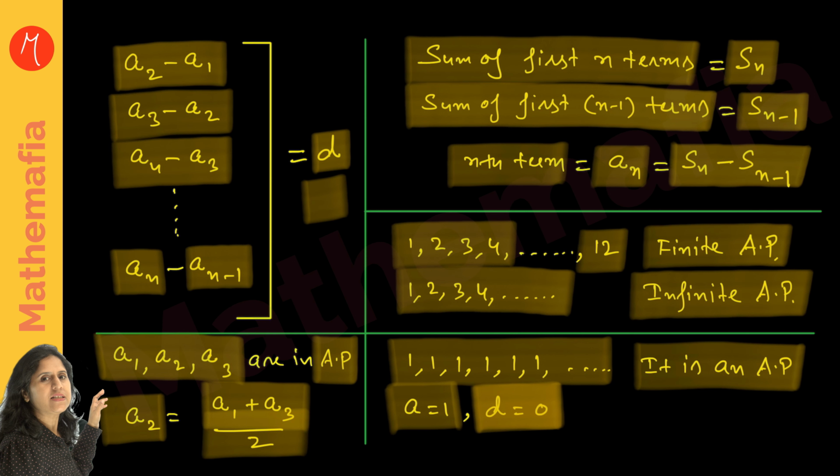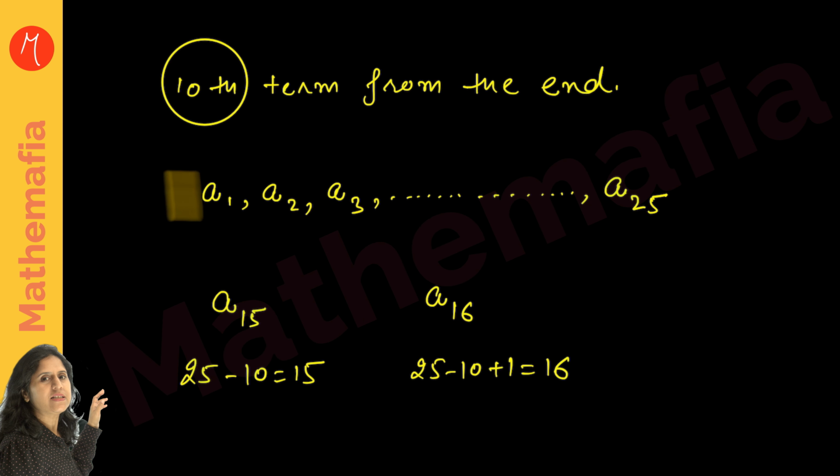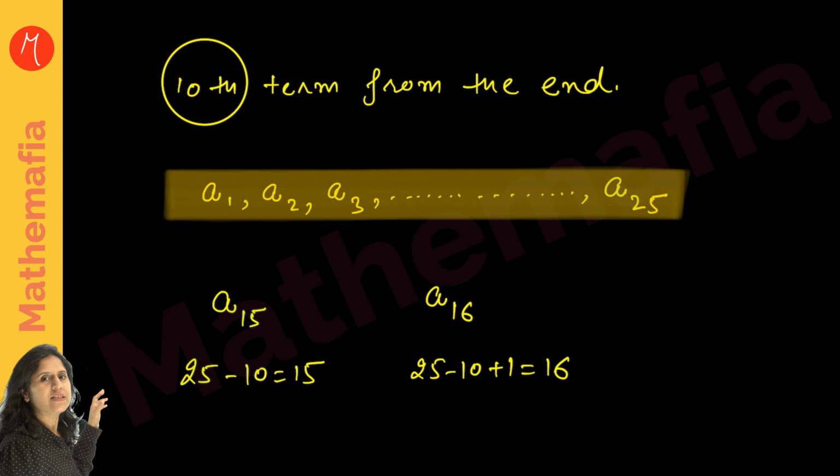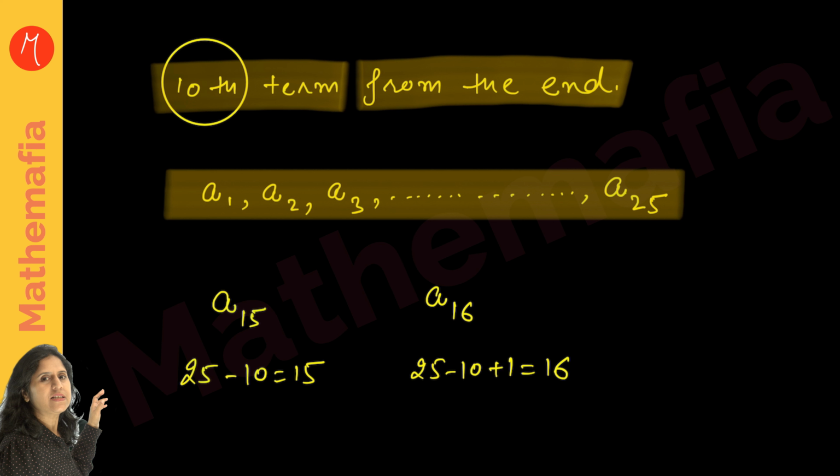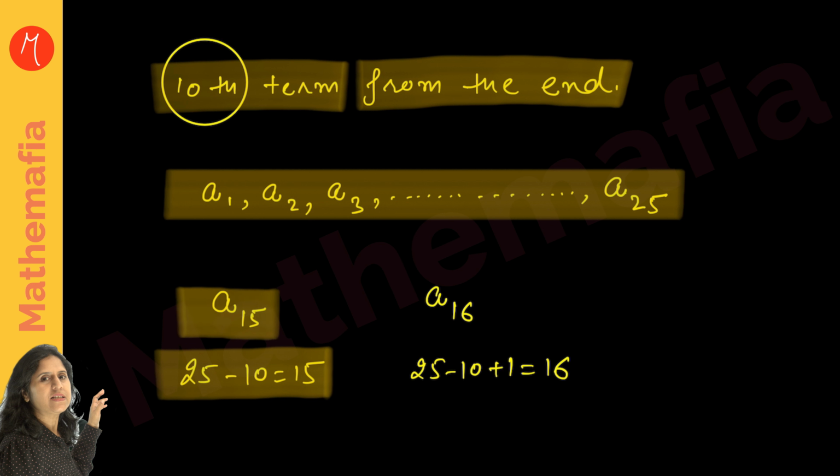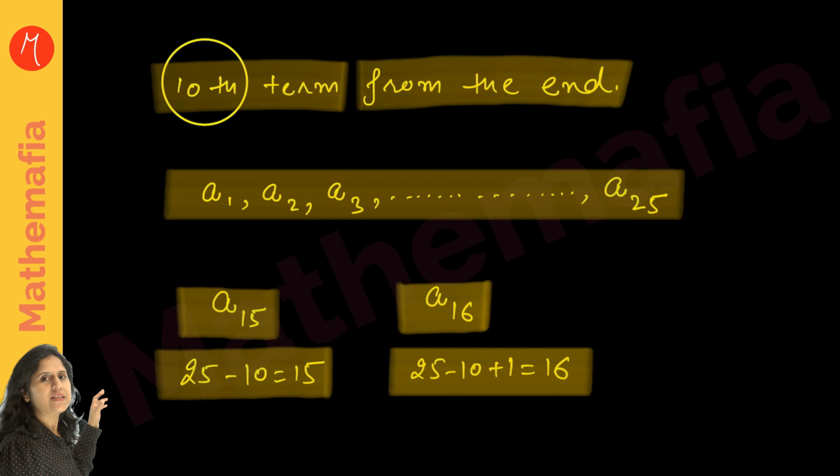Suppose you have an AP series with 25 elements in total and you have to find the 10th term from the end. Most students will make a very common mistake. They find 25 minus 10, that is they find a15, whereas you have to find 25 minus 10 plus 1, which is 16. So a16 is what you have to find. a16 will be the 10th term from the end.